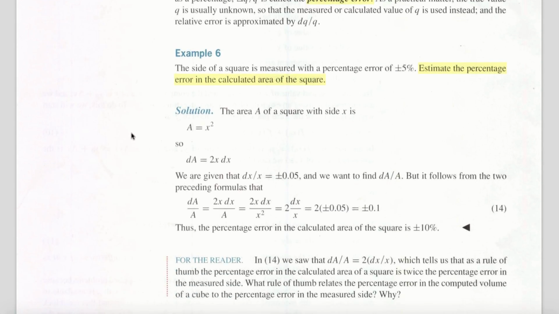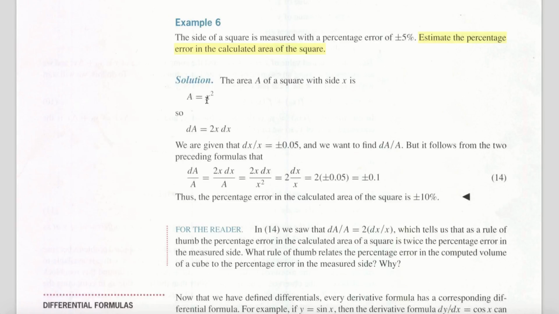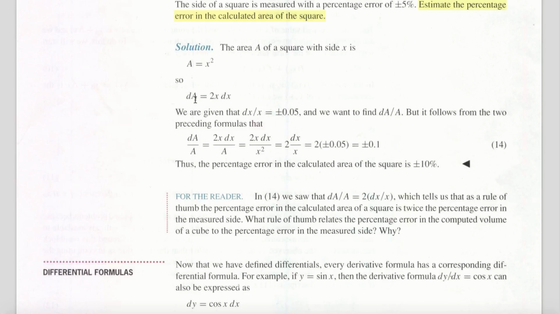Example 6. The side of a square is measured with a percent error of plus or minus 5%. Estimate the percentage error in the calculated area. So in other words, if I'm off by about 5% in either direction in calculating the side, how much am I going to be off in calculating the area? Well, the area of a square is x squared, where x is the side length. So differential area is 2x dx.